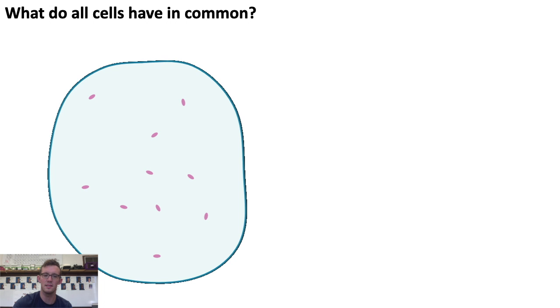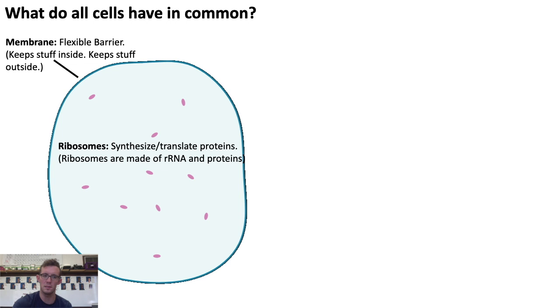At their basics, cells are made up of membranes and ribosomes. So membranes we've already talked about a little bit. Those are flexible barriers that keep the insides of the cell inside, keep the outsides of the cell out.